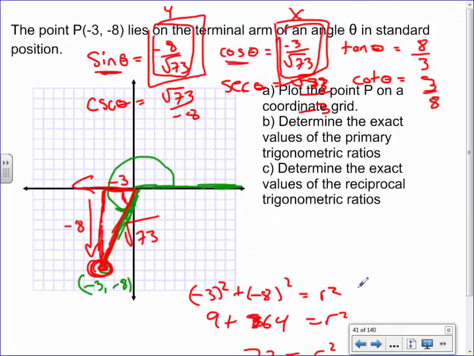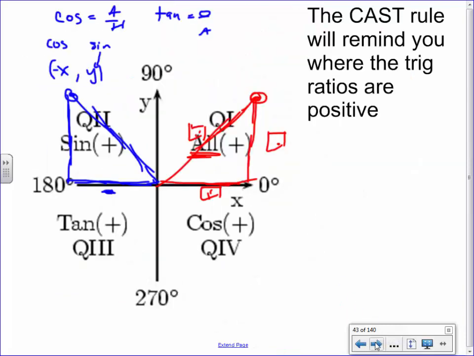Let me show you why tan's positive over here. We actually were just in this quadrant right here. See how sine was negative when we were down here in this quadrant? Because this was a negative number, and that was positive. Cosine was negative because this was negative, and that was positive. Why is tan positive, though? Because two negatives make a positive. So if you're in this quadrant over here, tan is actually positive.